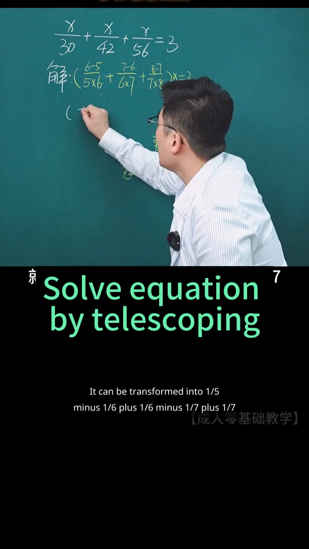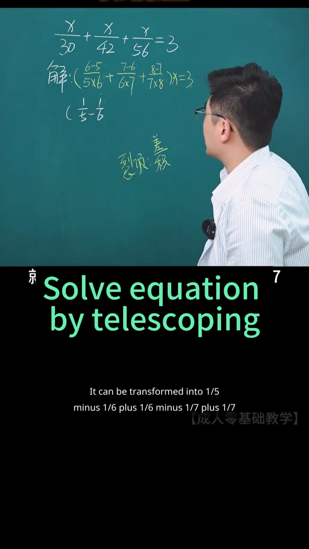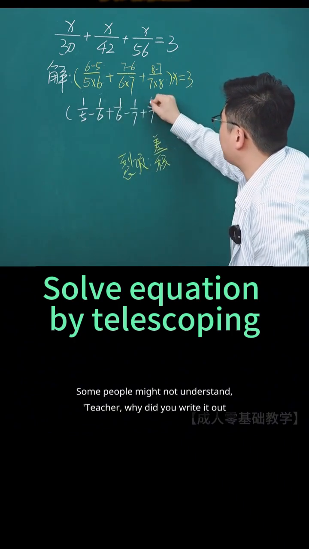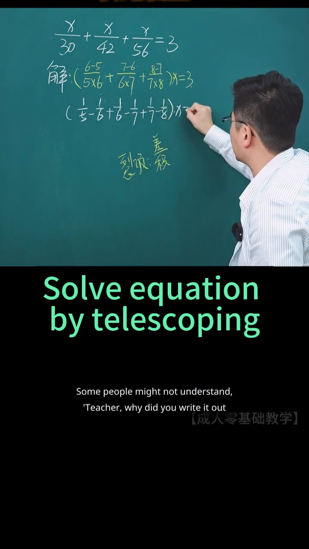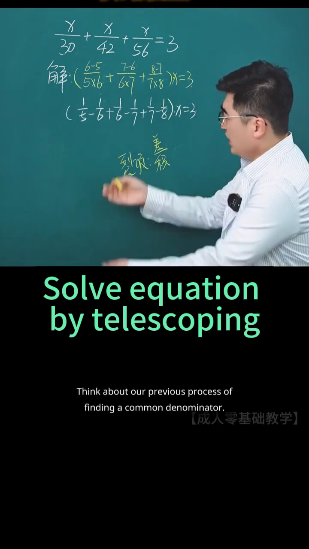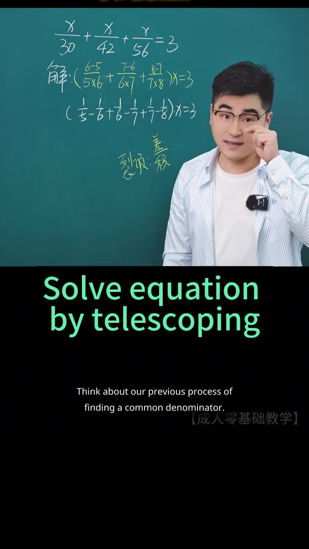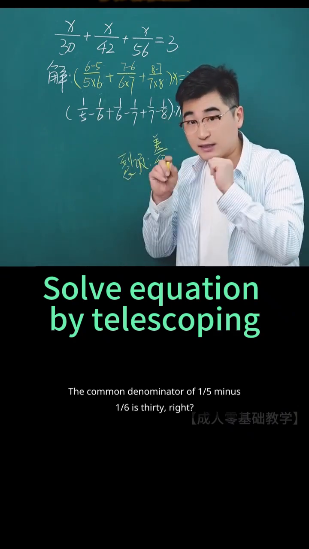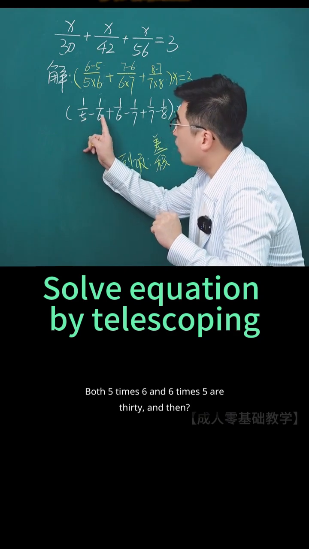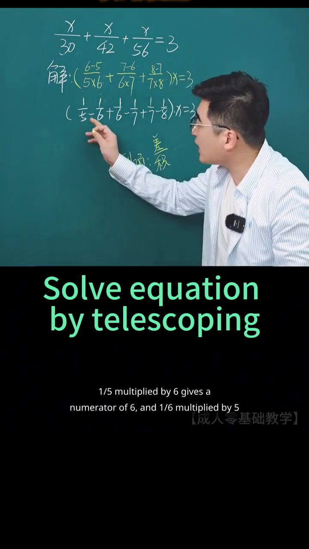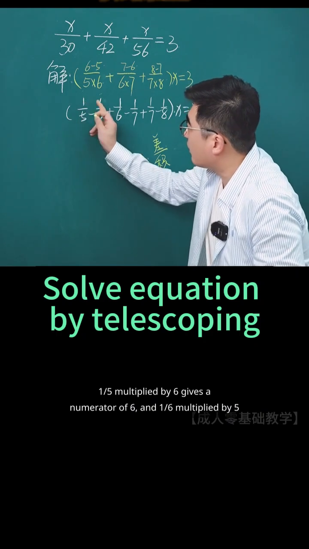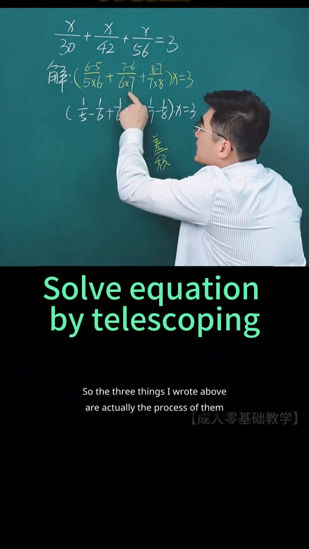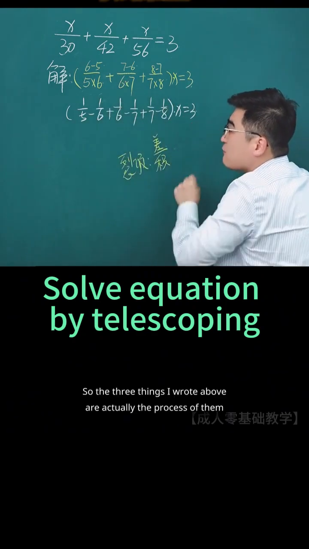It can be transformed into (1/5 minus 1/6 plus 1/6 minus 1/7 plus 1/7 minus 1/8) times x equals 3. Some people might not understand: teacher, why did you write it out directly? What's the reason? Think about our previous process of finding a common denominator. The common denominator of 1/5 minus 1/6 is 30, right? Both 5 times 6 and 6 times 5 are 30. And then 1/5 multiplied by 6 gives a numerator of 6, and 1/6 multiplied by 5 gives a numerator of 5, so isn't it just 6 minus 5? So the three things I wrote above are actually the process of doing subtraction with a common denominator.